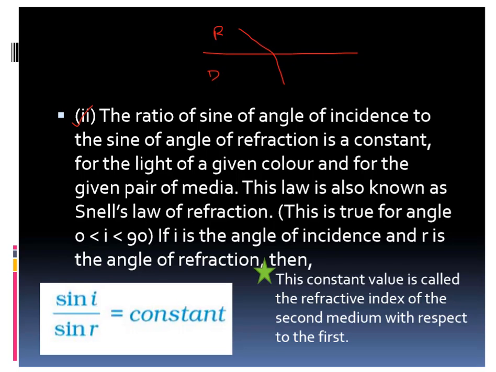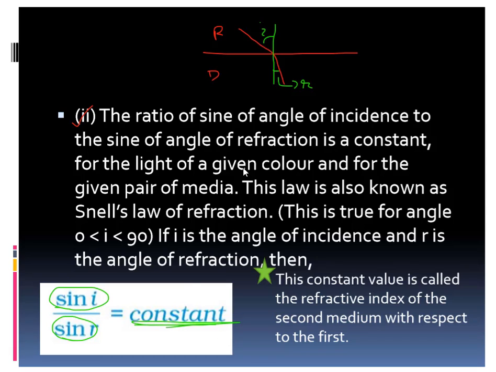Okay, so if we draw a normal here, this is the angle of incident, this is the angle of refraction. Okay, now here suppose this angle is I, then sine of incident angle, and suppose this angle is R, then sine of refracted angle. If you take these two values, its ratio will always be a constant. That is the second law.